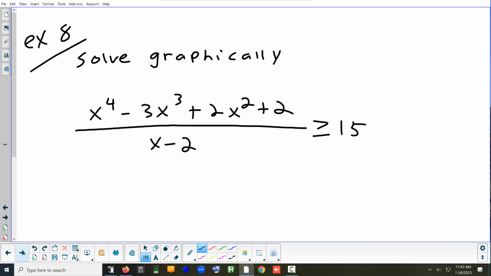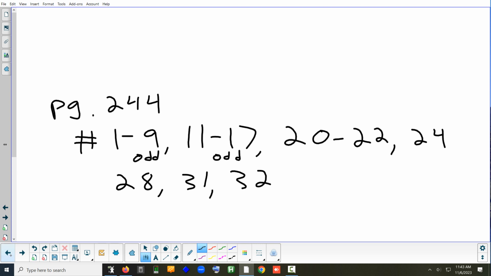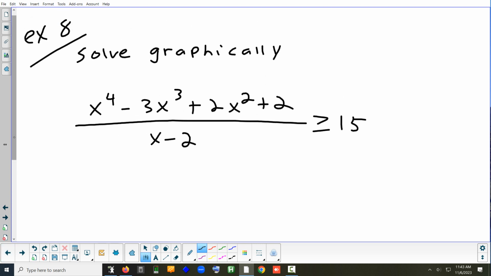All right, let's try this one. So this is going to be a solve graphically. That's just too complicated. When you see something with a 4th degree, you're not going to be trying to factor that. If it's that hard, the directions are going to say to solve graphically. Okay, so let's do it.